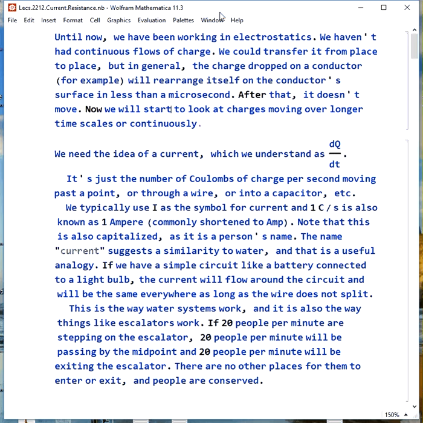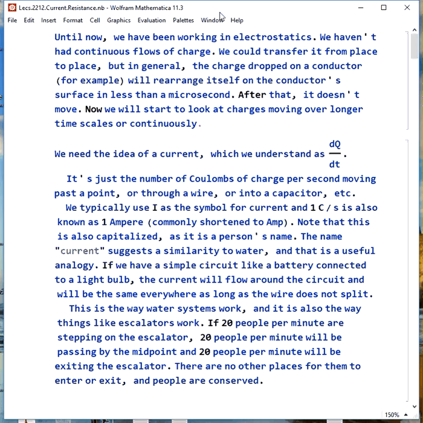We need the idea of a current, which is just dq/dt, the change in charge at a given point as a function of time. It's the number of coulombs of charge per second moving past a point or through a wire, through a resistor, into a capacitor. We typically use I as the symbol of current, and 1 coulomb per second is also known as an ampere. Most of the time you call it an amp, and this is a capital A because, again, this is someone's name.